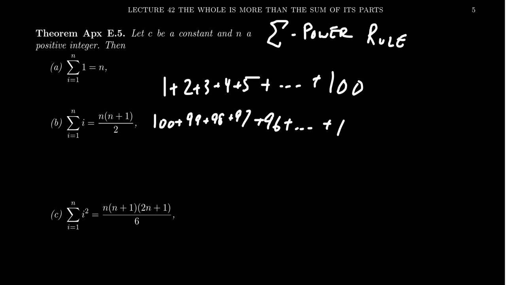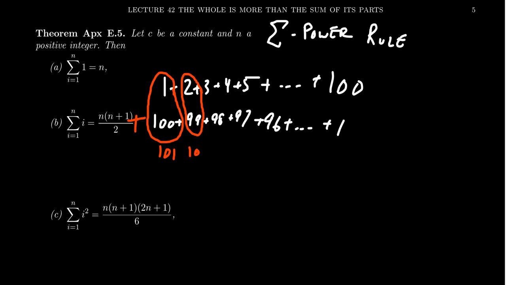If you put them in pairs, so he took the sum 1 through 100, then wrote it backwards, and put these next to each other in pairs, you get 1 plus 100, which is 101. You get 2 plus 99, which is also 101.